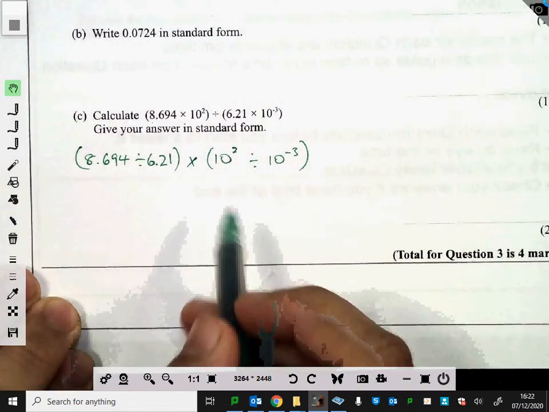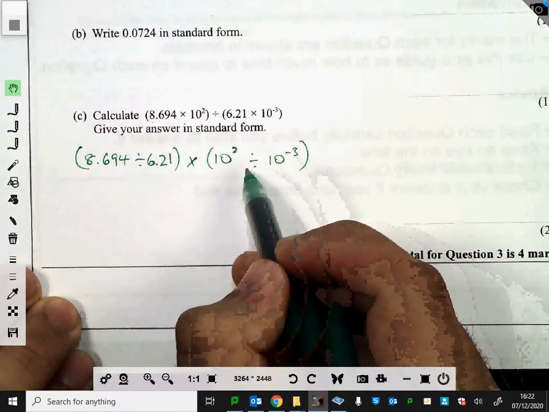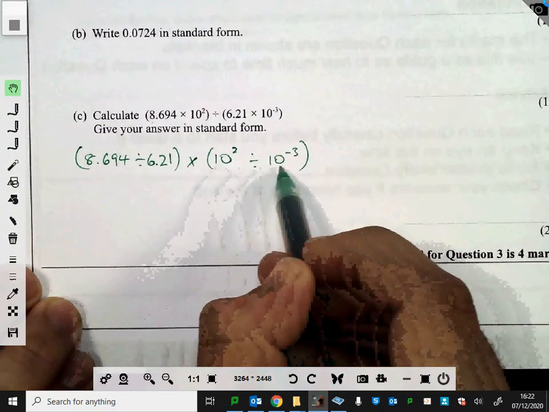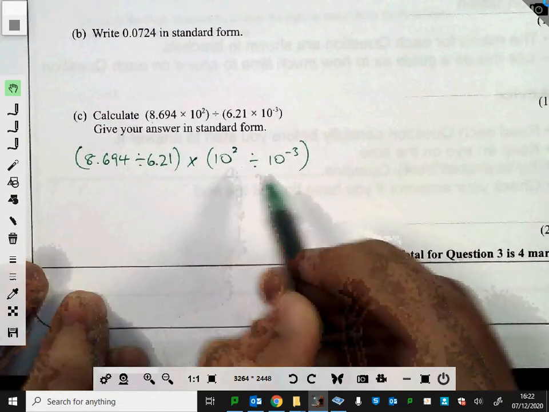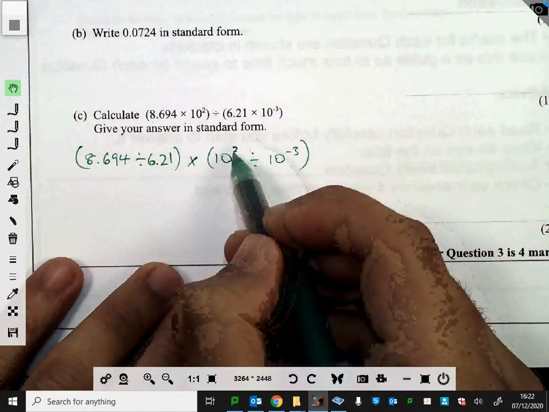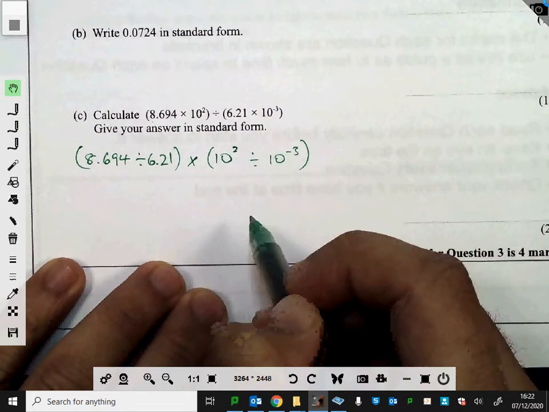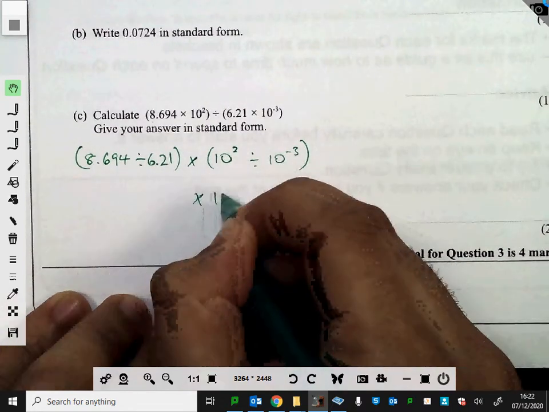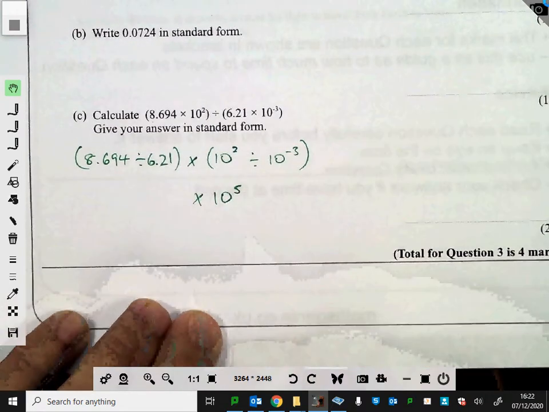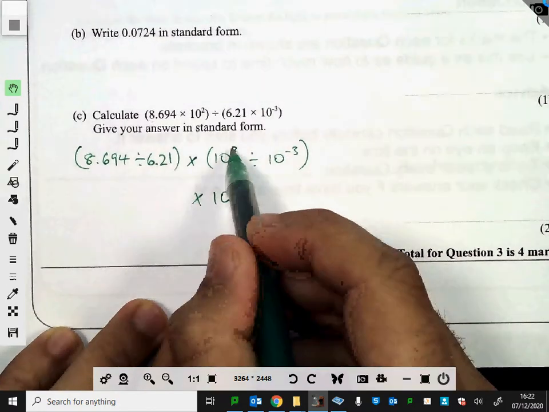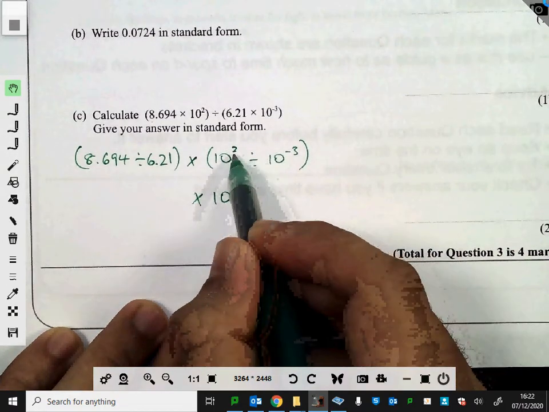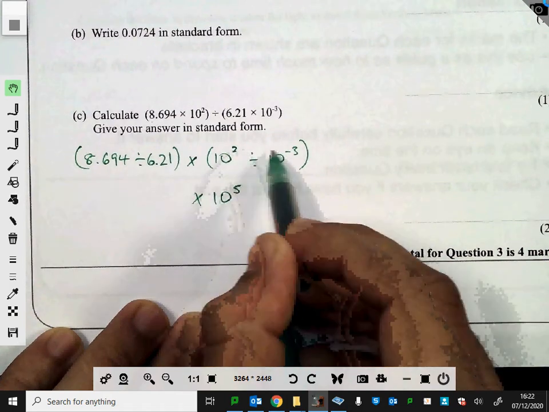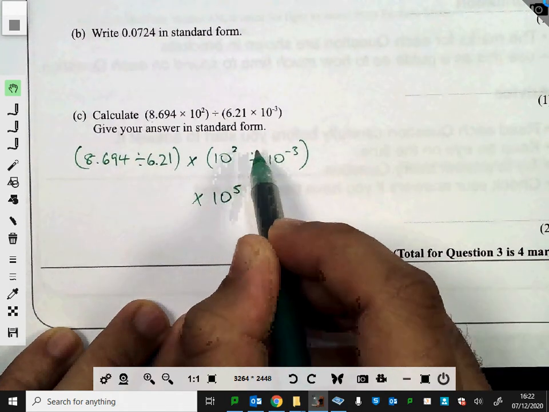Now, I'm going to deal with the tens first because that's easy. Now, when you're dividing numbers and the base numbers are the same, what do you do with the powers? That's right, you subtract them. So 2 minus 3. So that's going to become 5. Well done if you spotted the double negative. It's 2 minus 3. The reason it's minus is when you divide and the base numbers are the same, you subtract the indices. So 2 minus 3.